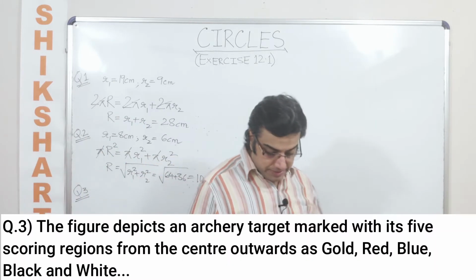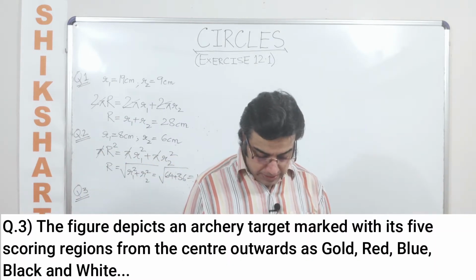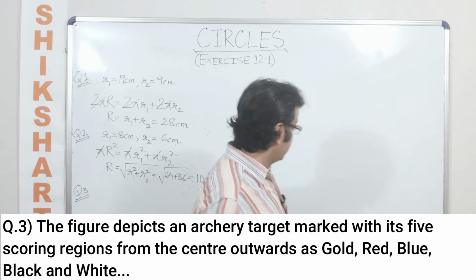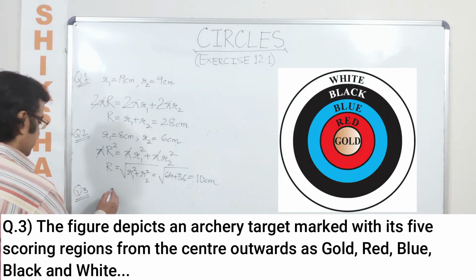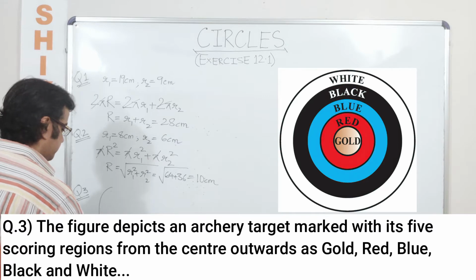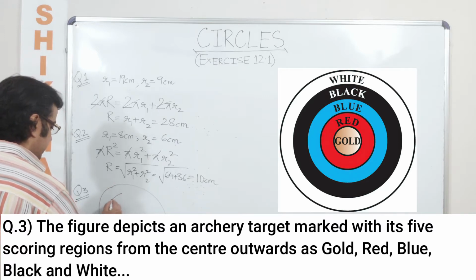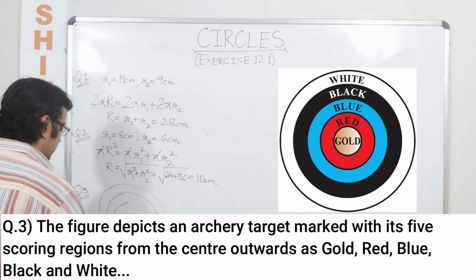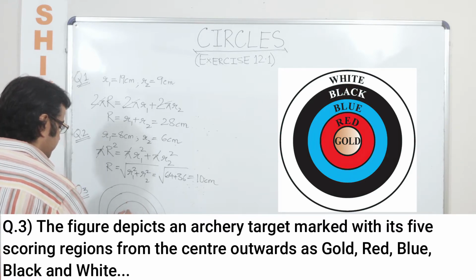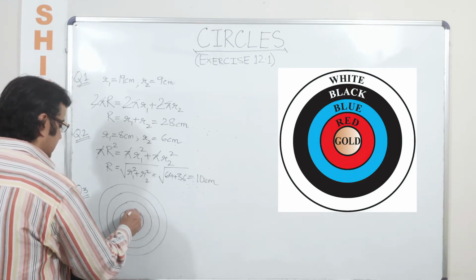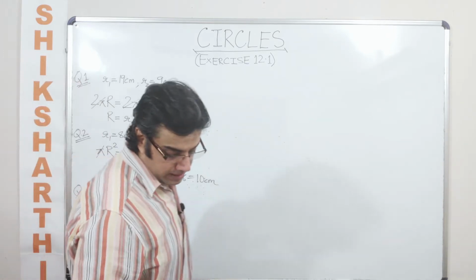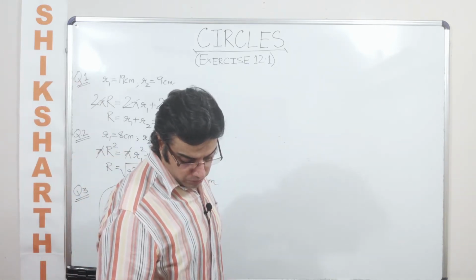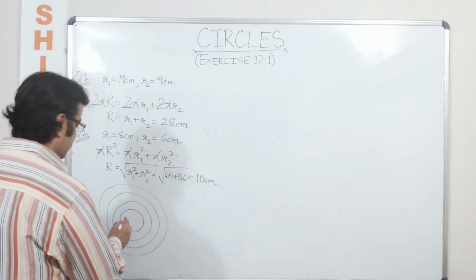Question number 3 says, there is a figure that they have given. Let us say this is a circle. Inside this we have another circle. Inside this we have another circle. Then we have yet another circle inside this. Let me count the total number of circles as they have given. So 1, 2, 3, 4, 5 circles is what they have given.